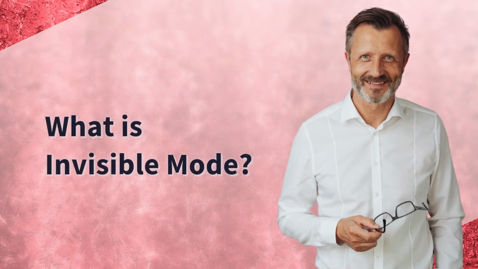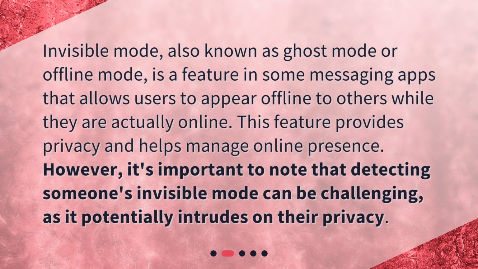What is invisible mode? Invisible mode, also known as ghost mode or offline mode, is a feature in some messaging apps that allows users to appear offline to others while they are actually online. This feature provides privacy and helps manage online presence. However, it's important to note that detecting someone's invisible mode can be challenging, as it potentially intrudes on their privacy.